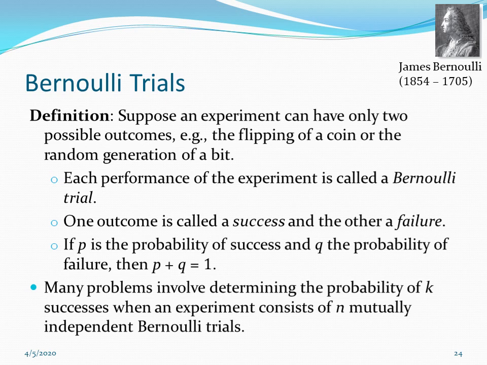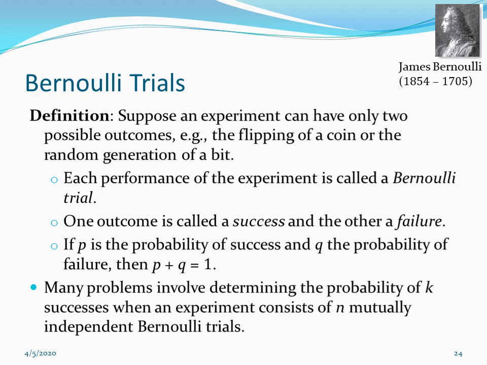An outcome is called a success. One of the outcomes is called a success, and the other one is a failure. The third condition: if p is the probability of success and q is the probability of failure, the sum must equal 1. Many problems, and one of the distributions we'll look at, count the number of successes when a Bernoulli experiment is repeated many times.